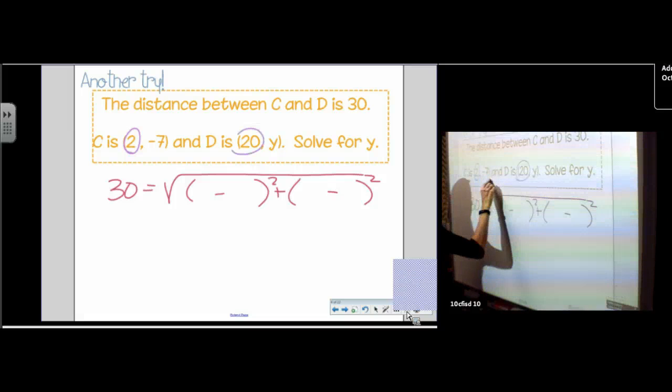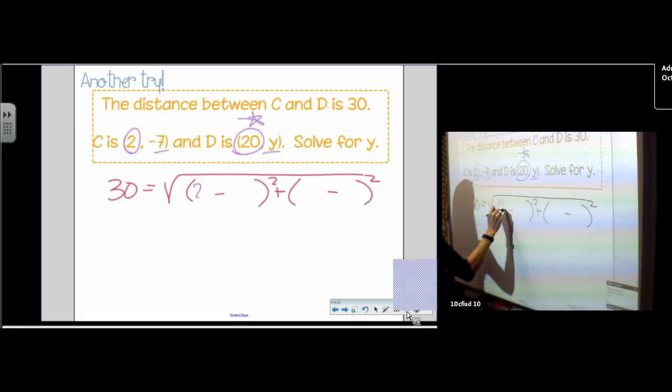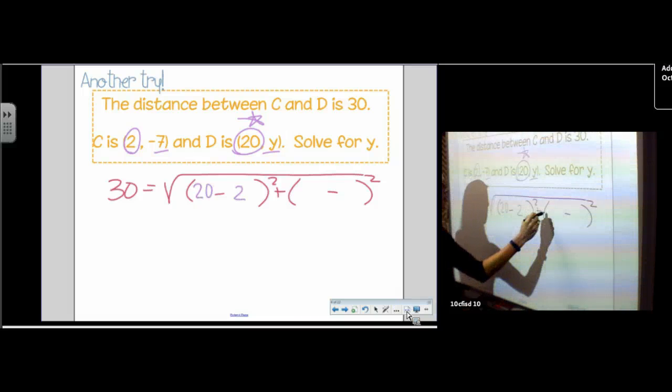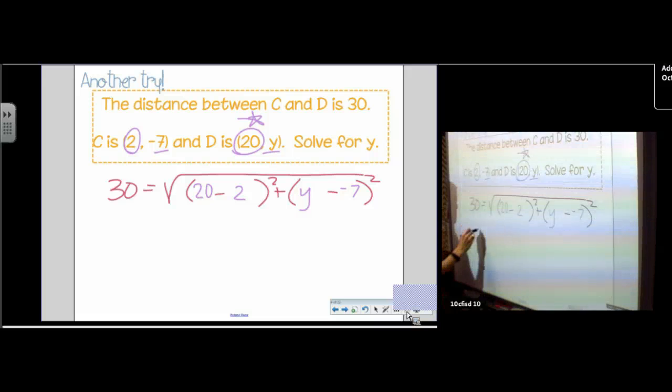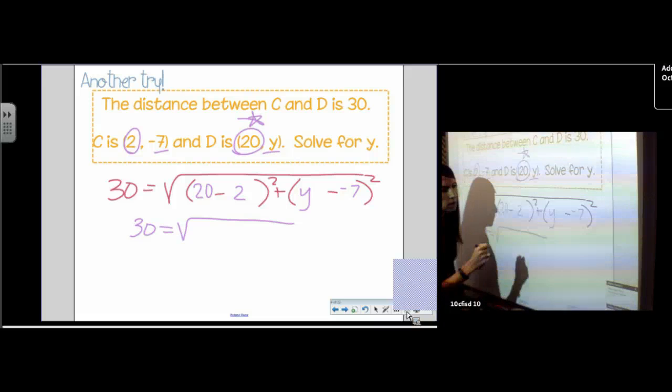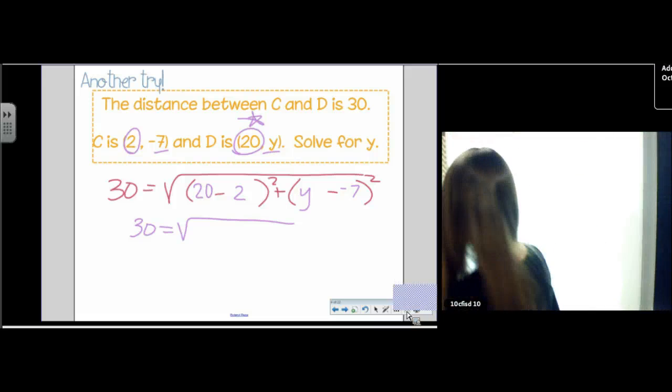Circle, circle, underline, underline. I'm choosing this point first on purpose. 20 minus 2 and y minus negative 7. And then you start to clean it up. 30 equals the square root of, let's see, 18 squared. I should know that one. 324.